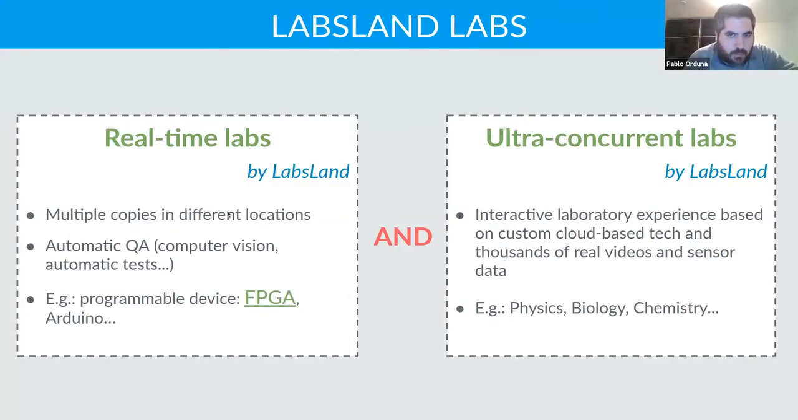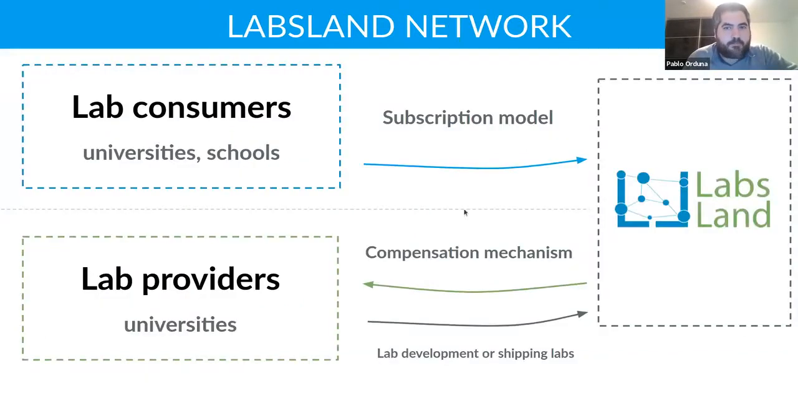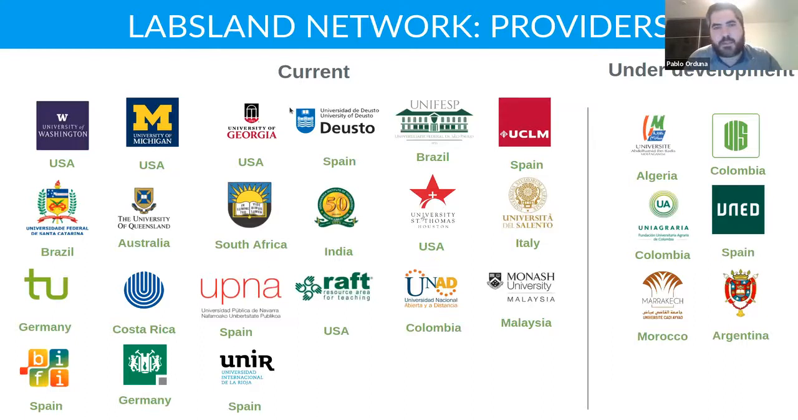So to sum up, we have two types of laboratories: the real-time laboratories, such as FPGA and Arduino, electronics, and so on. And we have the ultra-concurrent laboratories, which are those where we pre-record all the combinations and provide an interactive user experience for the student, so that they can see how it looks in the real world. And LabsLand is a network, so we have many providers, like universities who provide their laboratories, and we also have hundreds of consumers, like universities and schools, who use those laboratories through a subscription model. Right now we have universities in 14 different countries, in all the continents.